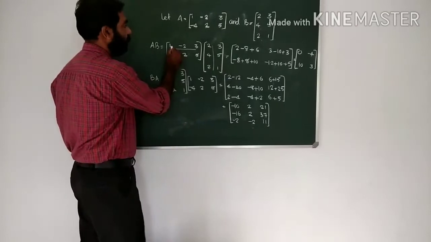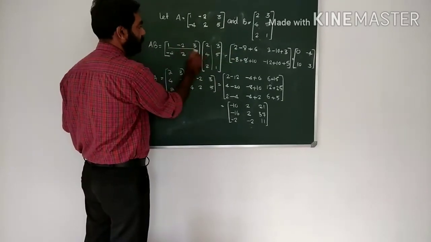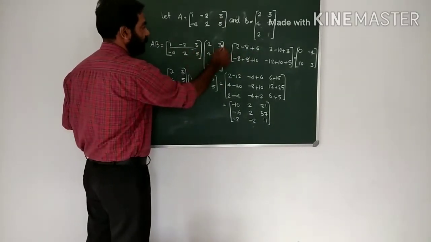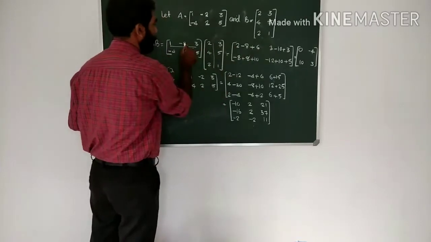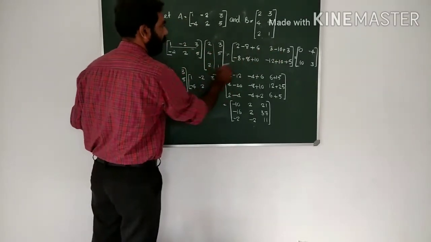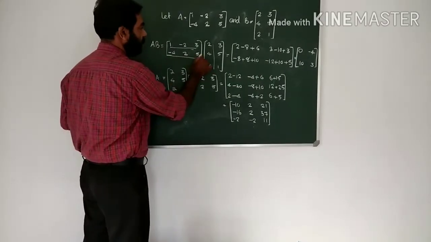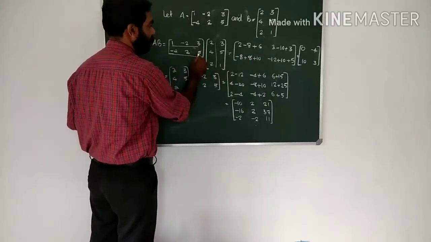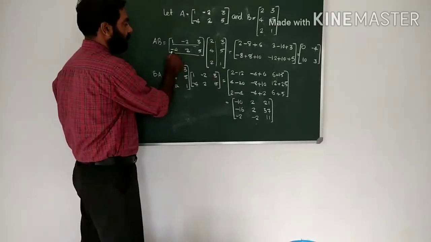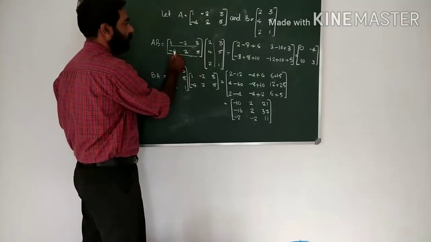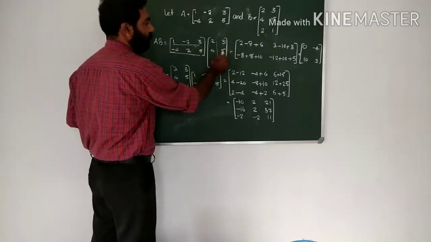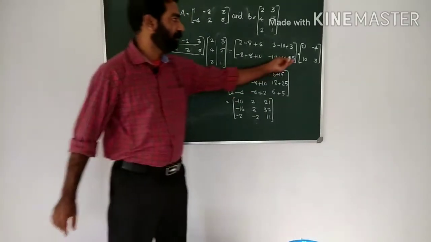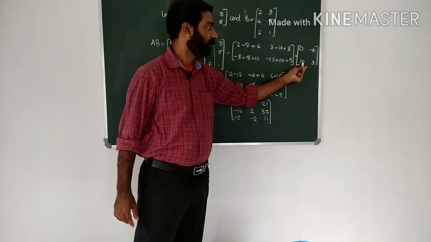First column. So, 1 into 2 is 2, plus minus 2 into 4 is minus 8, plus 3 into 2 is 6. Then first row with the second column: 1 into 3 is 3, minus 2 into 5 is minus 10, 3 into 1 is 3. Then second row with the first column: minus 1 into 2 is minus 2, 2 into 4 is plus 8, 5 into 2 is plus 10. Then second row with the second column: minus 4 into 3 is minus 12, 2 into 5 is plus 10, plus 5 into 1 is 5. So we got the answer, matrix 0, minus 4, 10, 3.